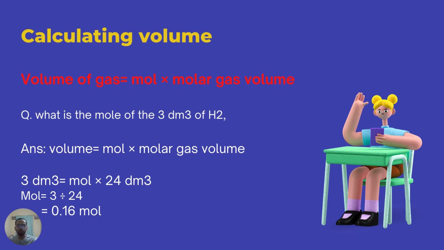So we will put 3 in place of volume, and we don't know the mole, which we have to find out, and 24 dm³ in place of molar gas volume. If we calculate that, we would find out that 3 dm³ of H2 gives us 0.125 moles.